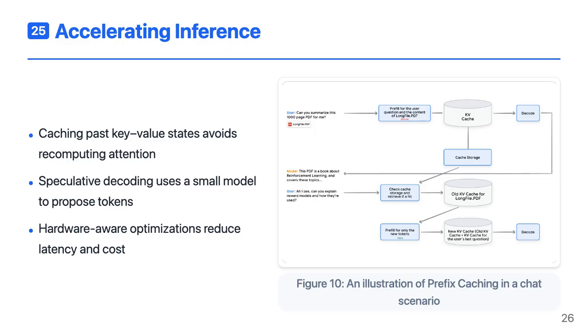Serving large models efficiently is its own engineering challenge. Techniques like key-value caching let you reuse attention computations from previous tokens, which is especially important in chat settings. Speculative decoding pairs a small, fast model with a large one. The small model proposes several tokens, and the large model quickly verifies or corrects them. Combined with quantization, batching, and hardware-specific optimizations, these methods significantly cut latency and cost.